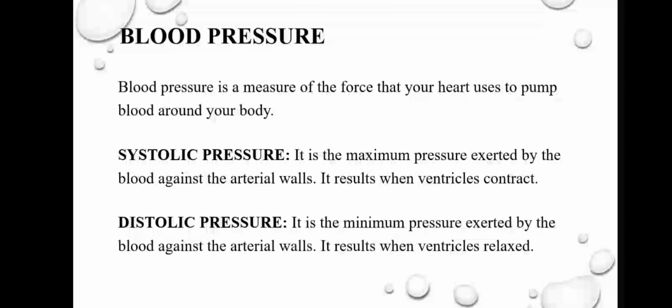Normal systolic pressure is 120. Diastolic pressure is the minimum pressure exerted by the blood against the arterial walls. It results when the ventricles relax. Normal diastolic pressure is 80.